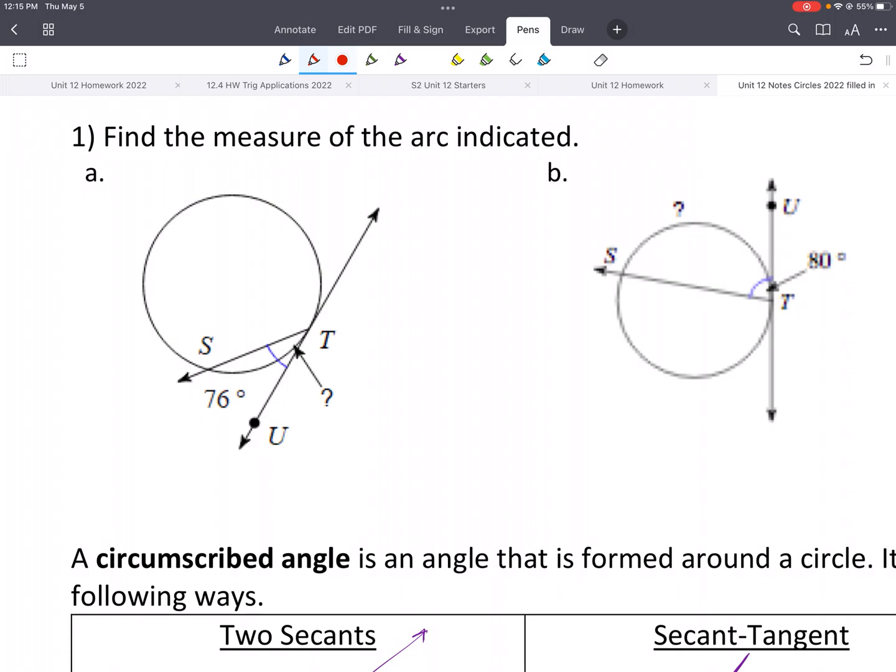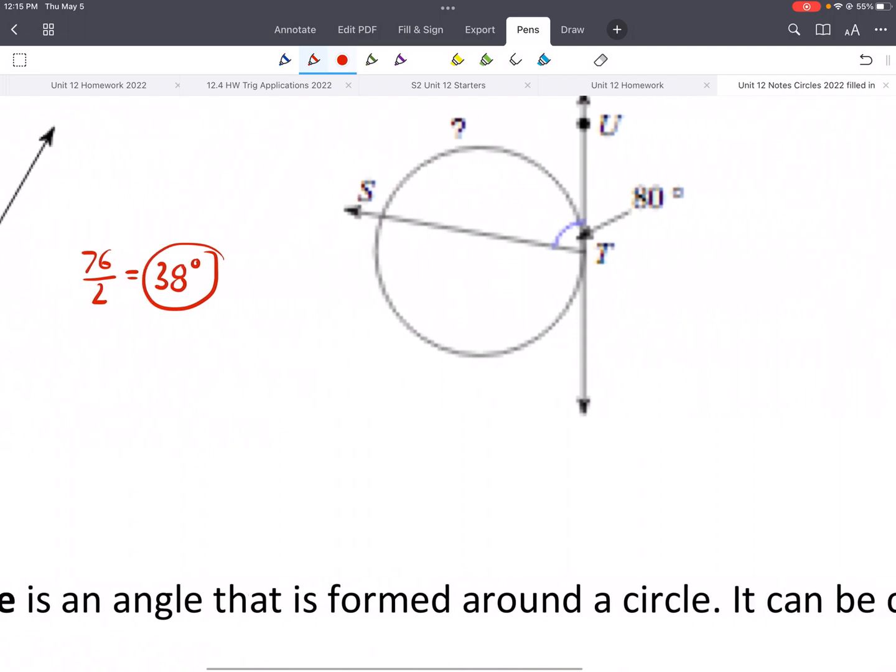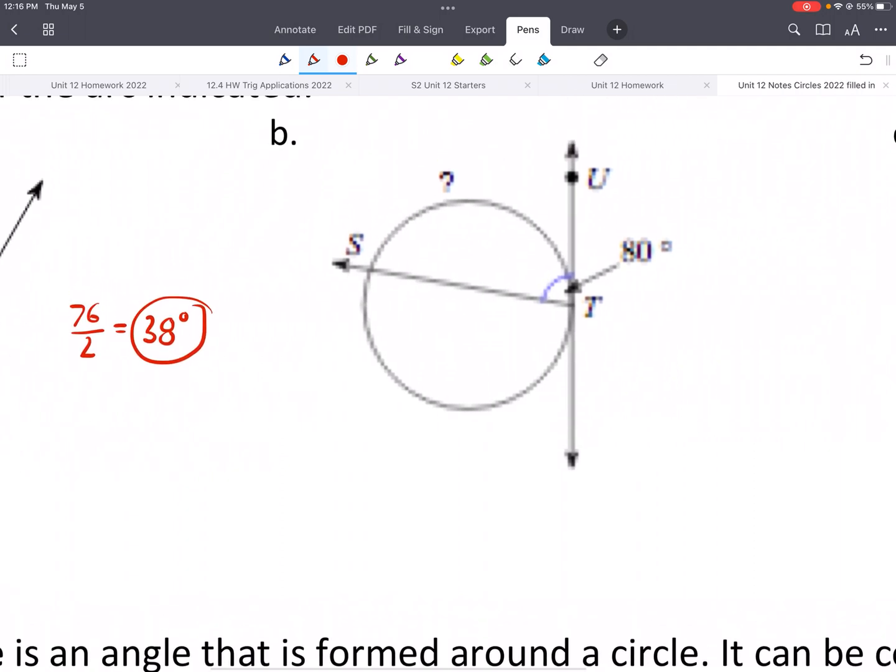All right, so here we have our arc. That's what's given, and they want us to find the angle. So again, the relationship is if you have the arc and you need to find the angle, we divide it by 2. So 76 divided by 2 should give us 38 degrees. And this is kind of going the opposite direction. We have the angle, we need the arc, so we would do 80 times 2, which is 160 degrees.